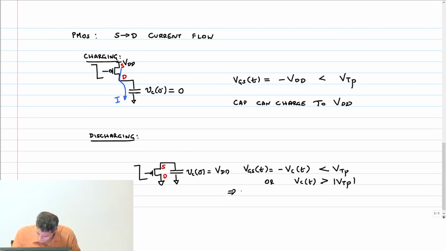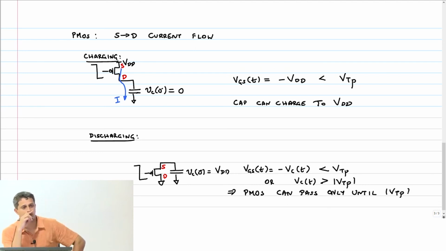So this implies PMOS can pass only until mod VTP, right? You are trying to pass a logic 0, you cannot pass it, you can pass only up to mod VTP. So we will use this later in something known as a pass transistor, okay? Any questions here?